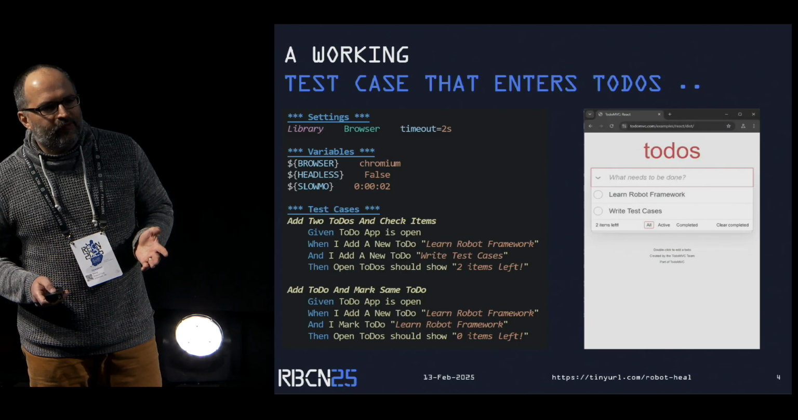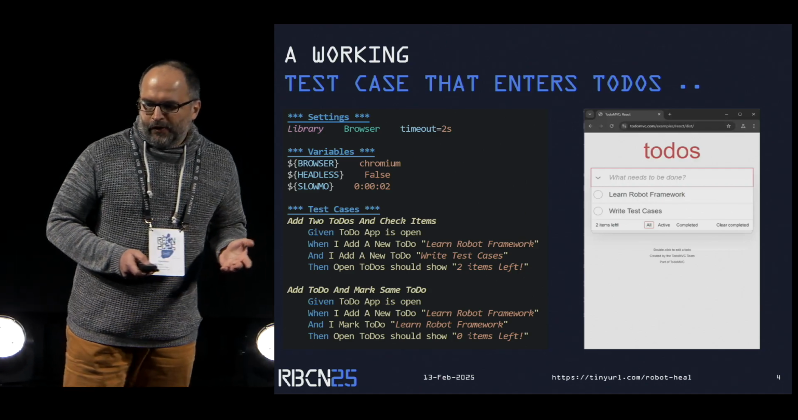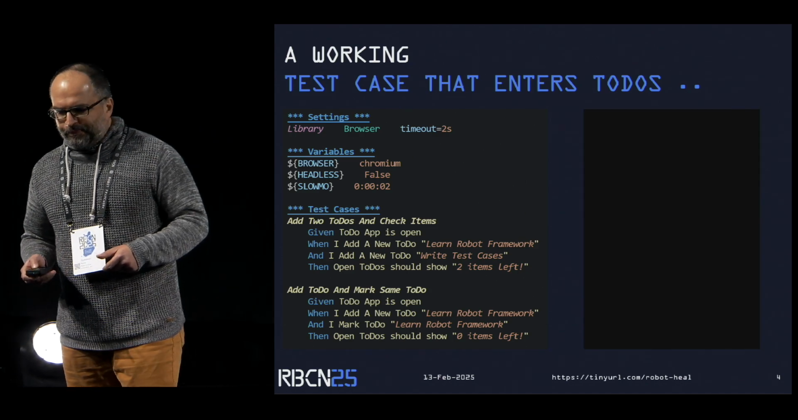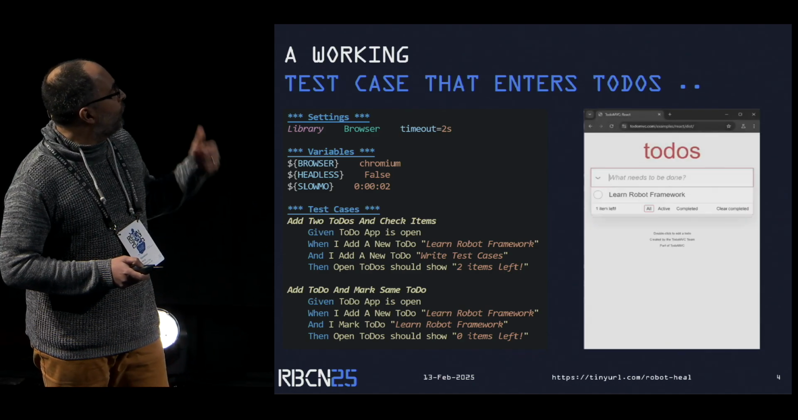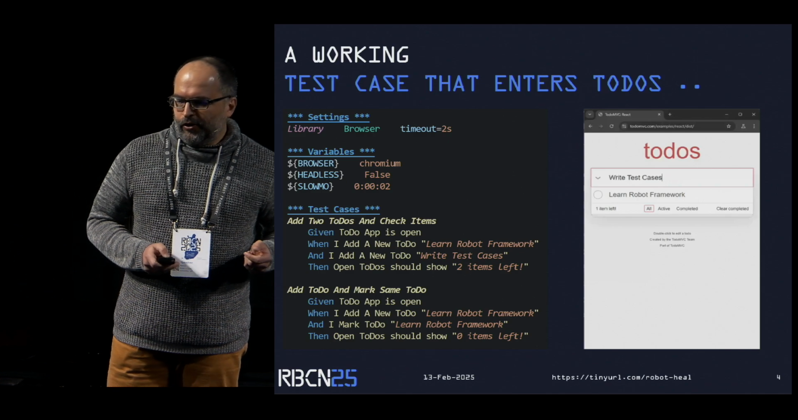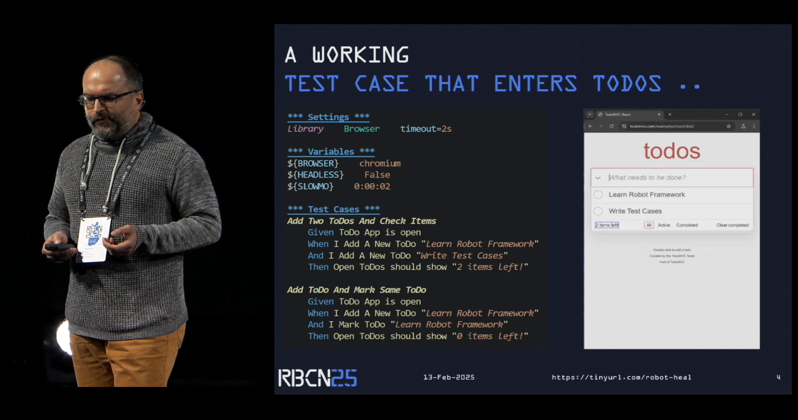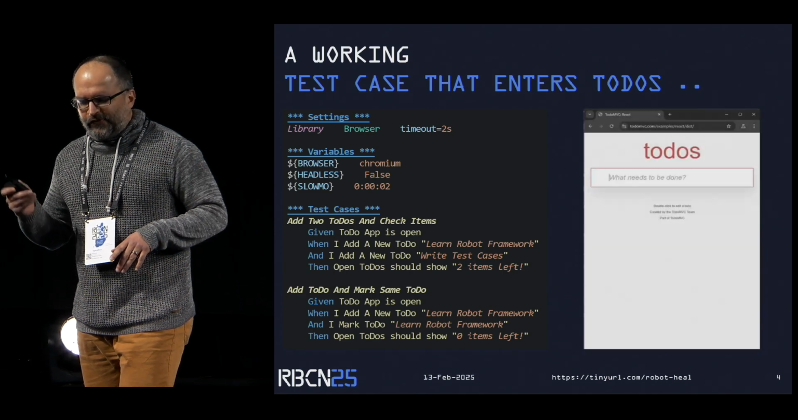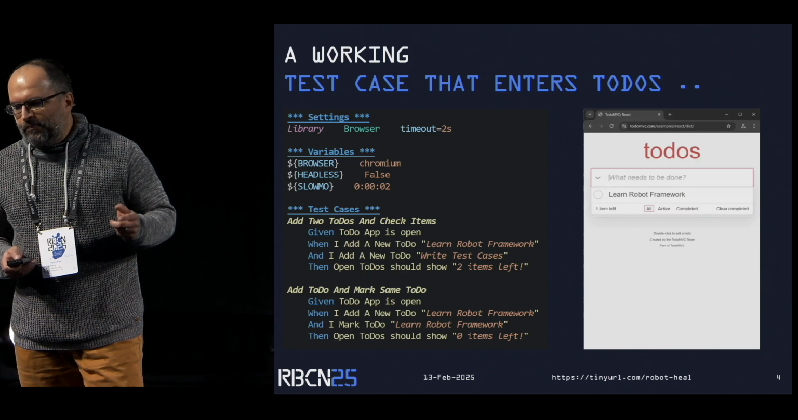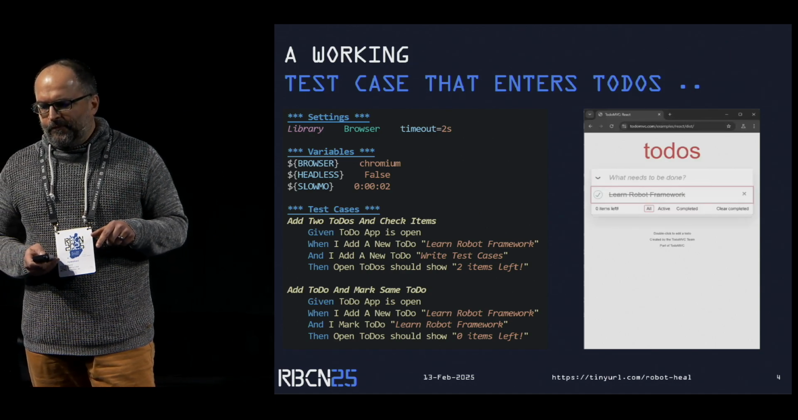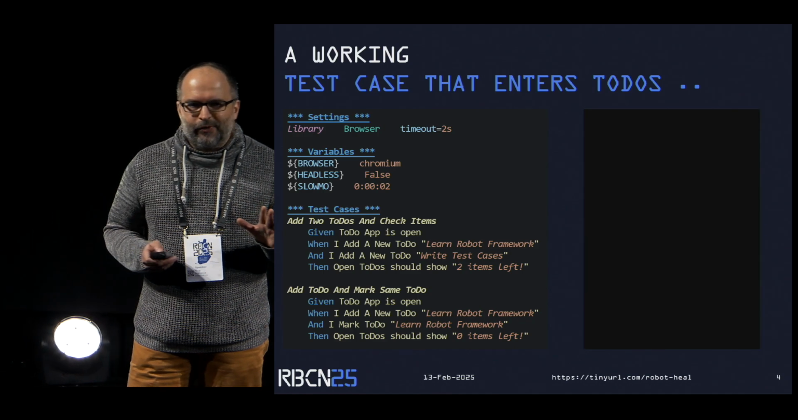So I'm talking here about self-healing tests on the UI, here in the web browser. That's a very simple test case. It just enters some to-dos in a to-do application. So the first test case will just enter 2 to-dos and then check the number of items. Now, I set it to slow motion, so it's kind of slow. And the second test case enters a to-do and then marks it as done. And again, checks the number of items. Very simple, very straightforward.